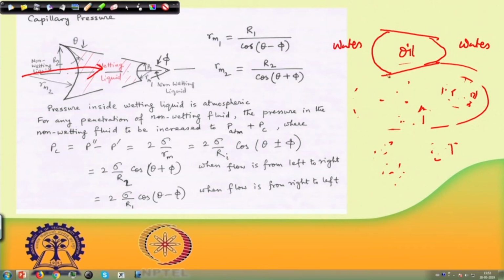So what I am doing is, earlier let us say I had a capillary pressure which was higher, but now I reversed it.